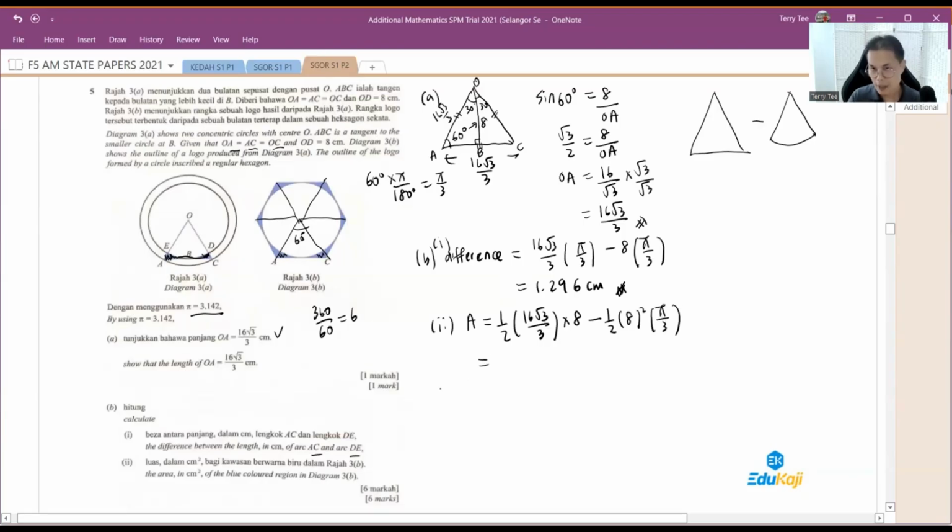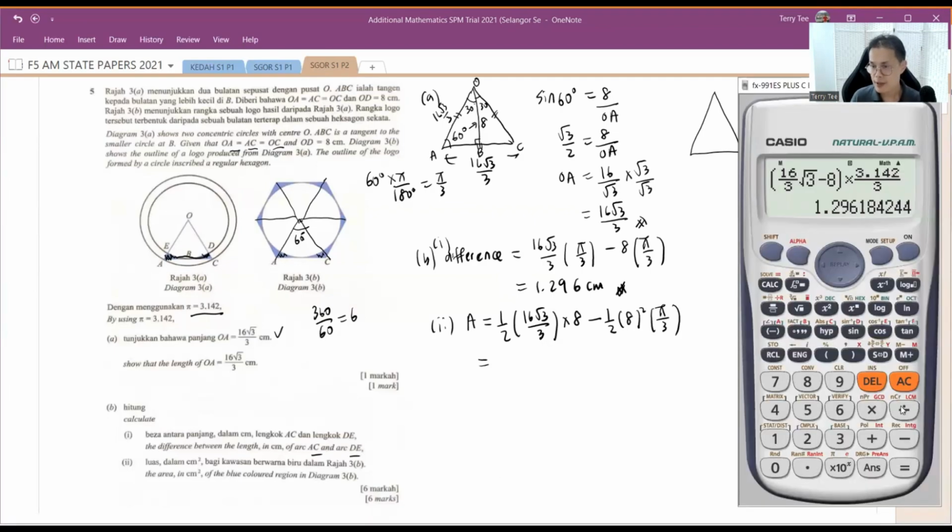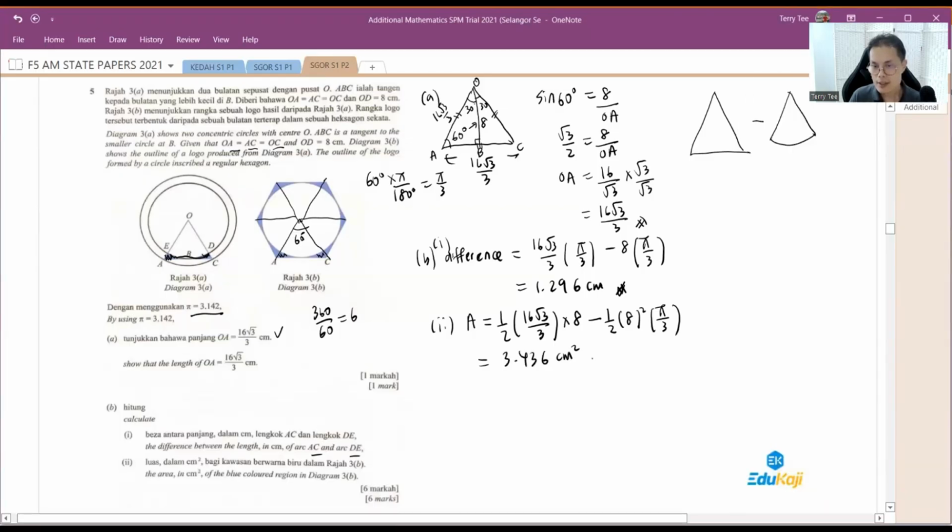Okay, let's calculate one part of this, then I times 6. Okay, you can actually times 6 straight away, if you want. So I just count one first, I'll show you here. Half times base 16 sec 3 over 3 times height, which is 8. I minus half, your radius is 8 squared, theta is 3.142 over 3. Remember to use 3.142. Guys, I got 3.436. Up to you, if you want to use more decimal points, also can. 3.436, right?